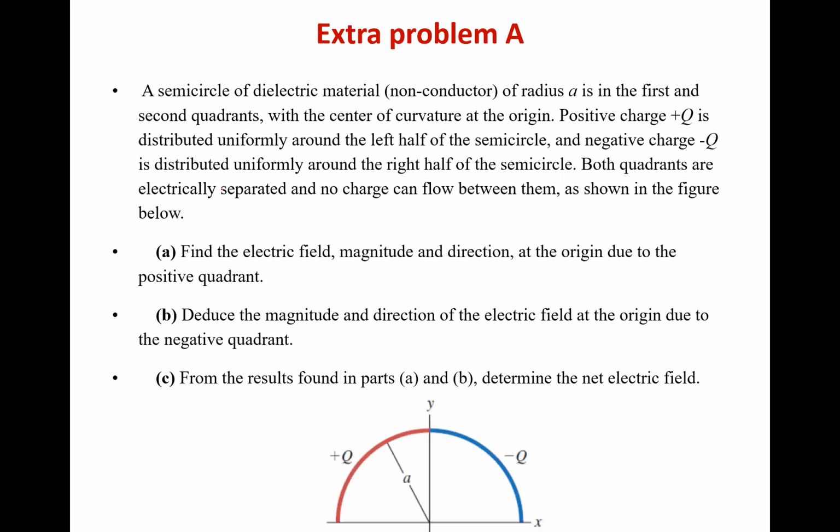Now I ask you to calculate, or rather deduce, be careful here, the magnitude and direction of the electric field at the origin due to the negative quadrant, minus Q. Without calculation, we cannot do the same thing. We have to deduce its value from part A.